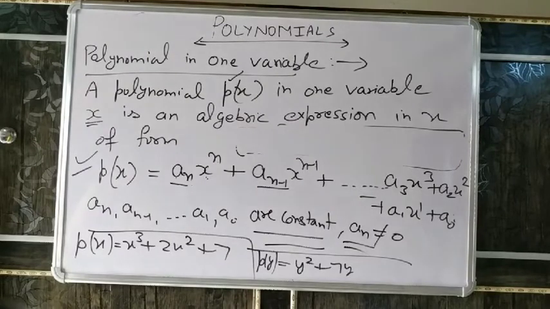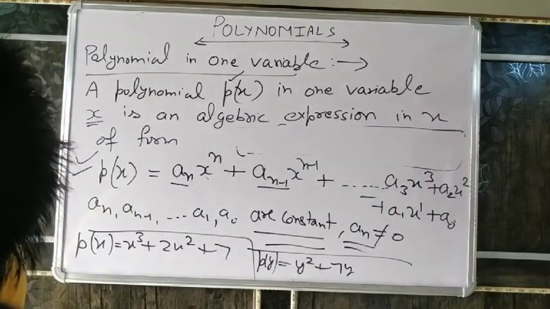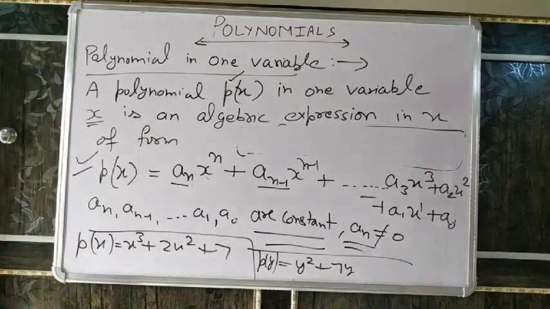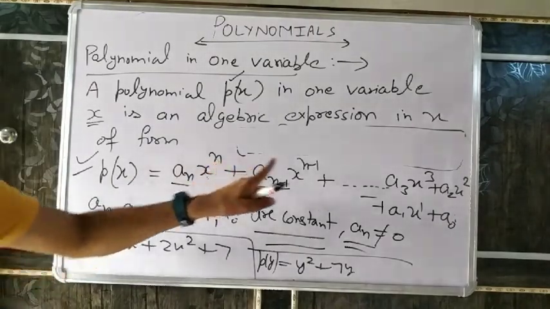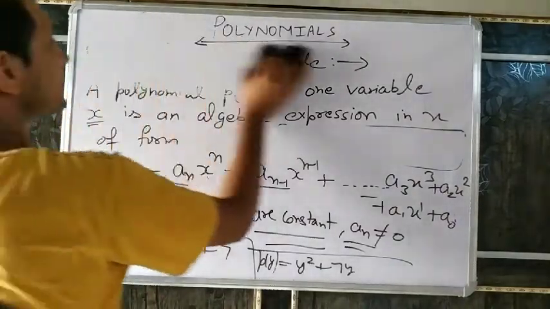Now one, two, three we will discuss. Now, n is always 5, 4, 3, 2 like this. Understand? Next.